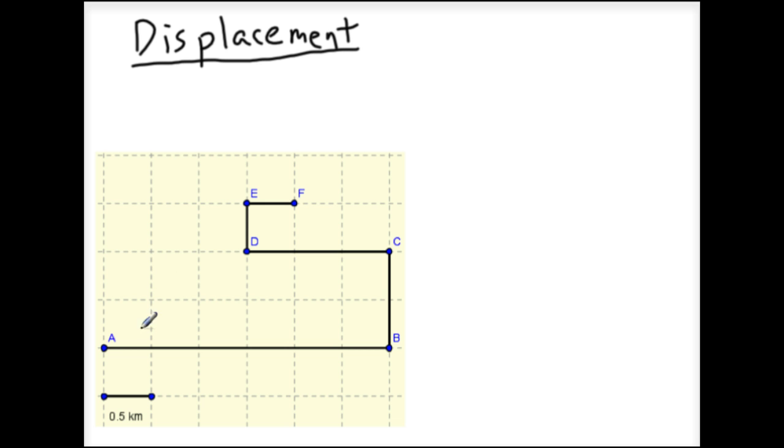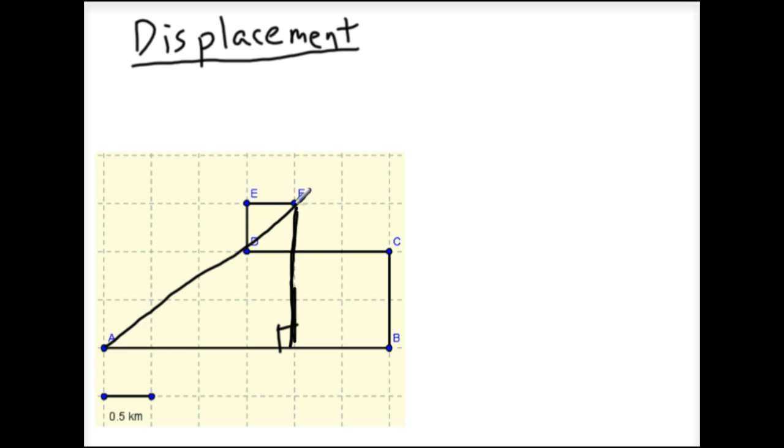For the displacement, we're only concerning ourselves with where we began and where we ended up. We don't care about the journey. So we began at A, and we ended at F. This here is going to be the magnitude of our displacement. We have moved over to the right 4 boxes and up 3. So think about how you might be able to calculate this distance. We know this is going to create a right angle here. We can envision this almost as being a triangle itself.